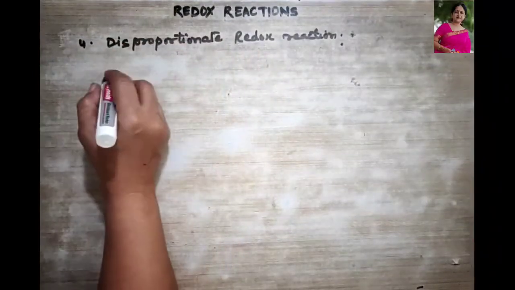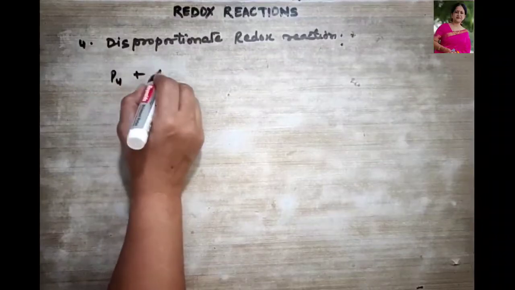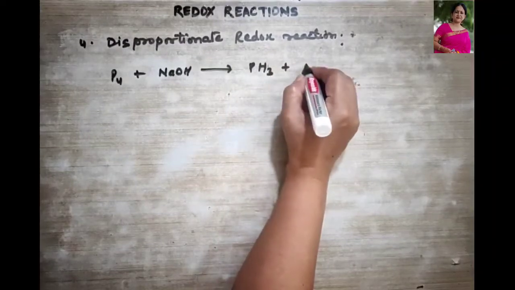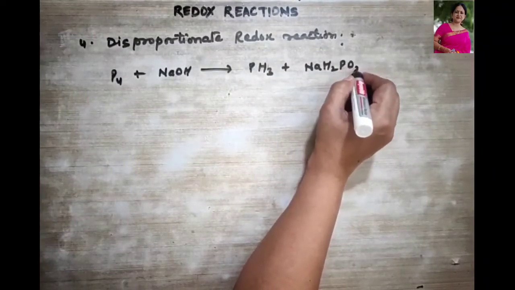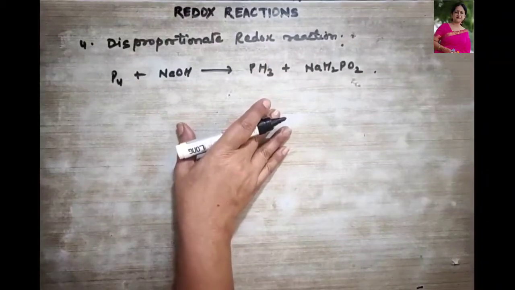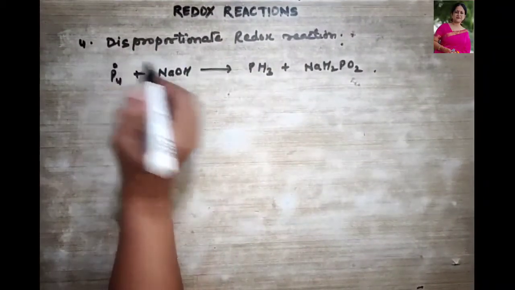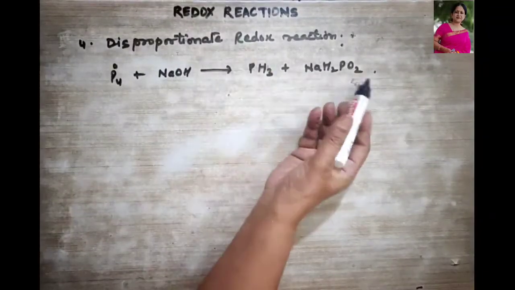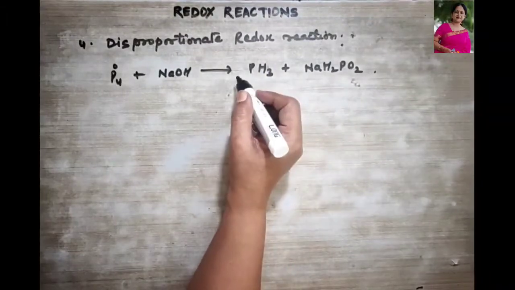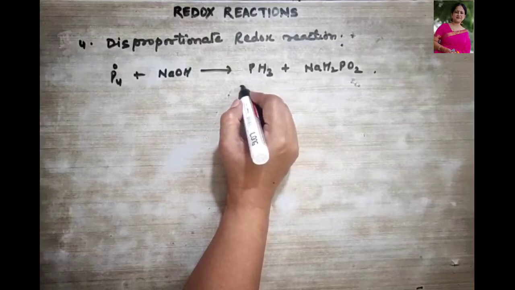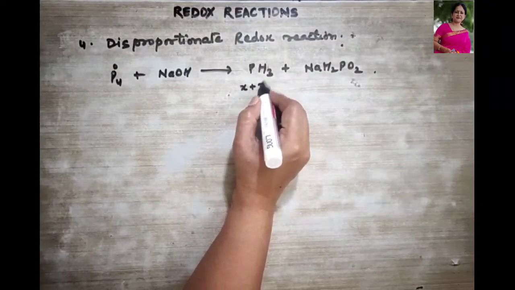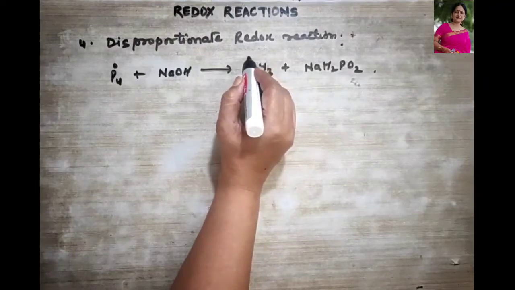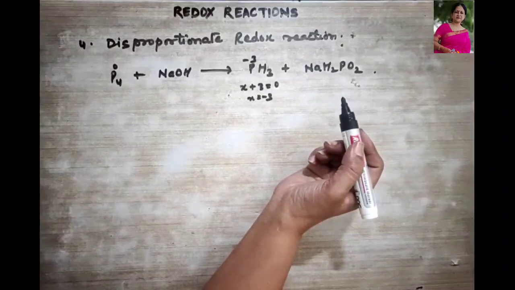So let's look at one example, like P4 combines with NaOH and gives PH3 plus NaH2PO2. Now let's find out the oxidation number of all these elements. So phosphorus is 0. Then for sodium, oxygen, hydrogen, you all know it will be the same. Let's talk about phosphorus over here. So X plus 3 is equal to 0. So X is equal to minus 3. So over here phosphorus is minus 3.